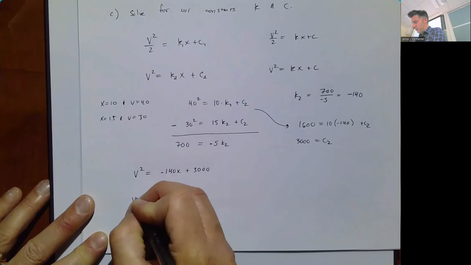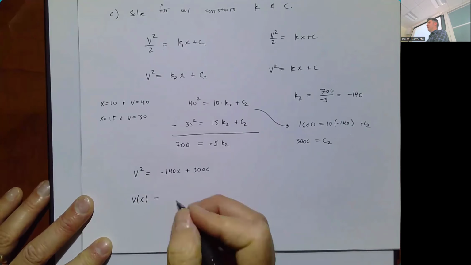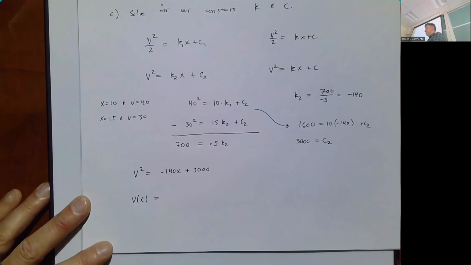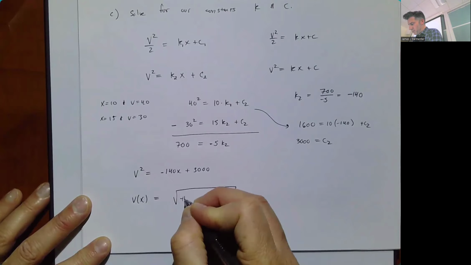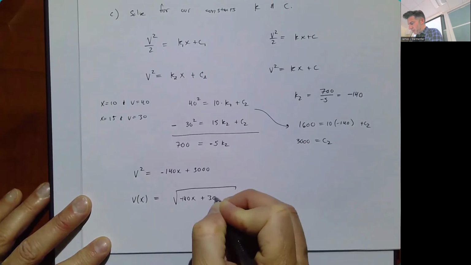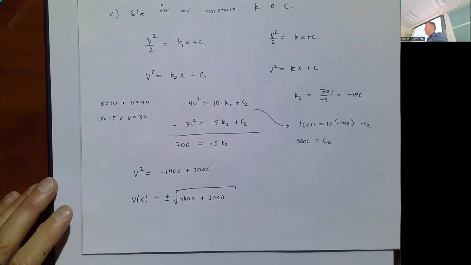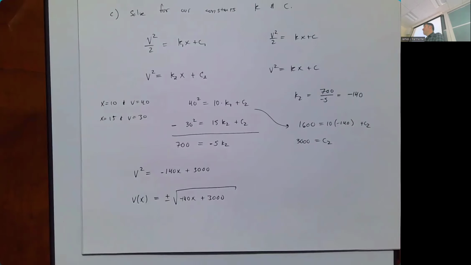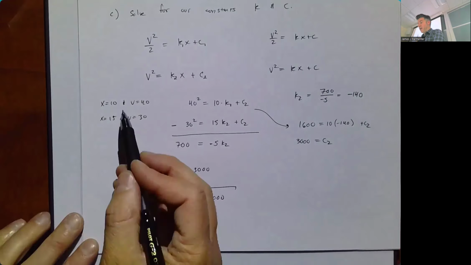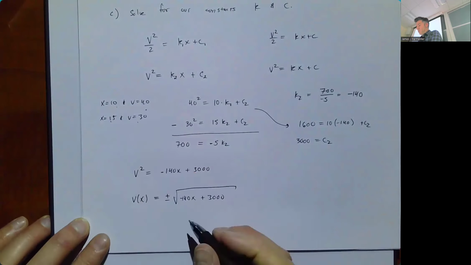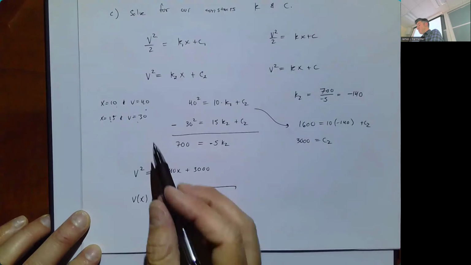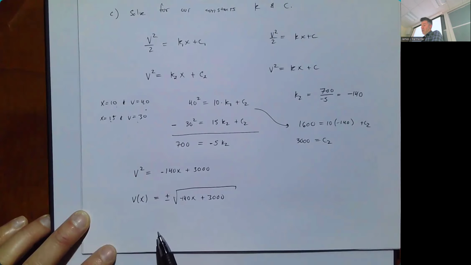And now we come to an interesting little tidbit here. If I want to solve for v as a function of x, if I take the square root of both sides, what should I put in front of the square root? I should put a plus or minus. Right? If you square root both sides, it could be positive or negative. But we know that v is positive, right? If x is 10, v should be positive 40. If x is 15, v should be positive 30. So we can use our initial conditions to tell us which piece of the plus or minus we actually need.